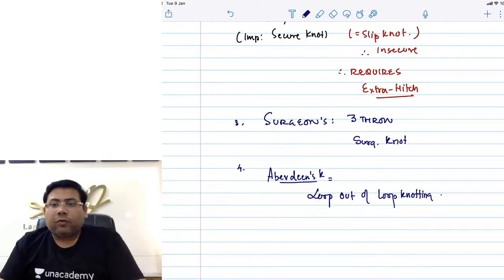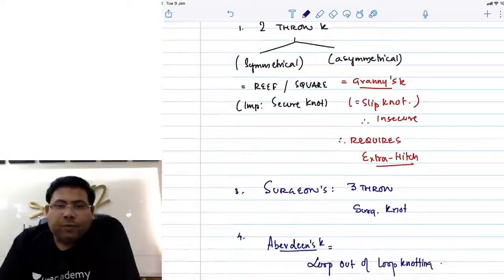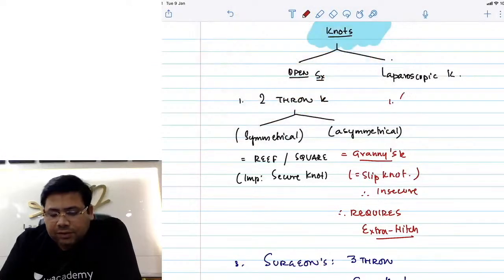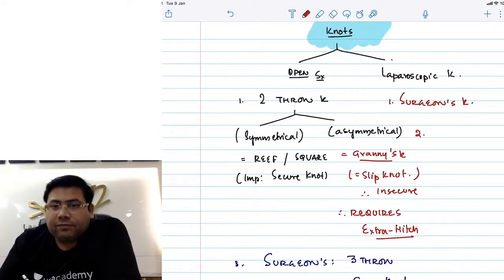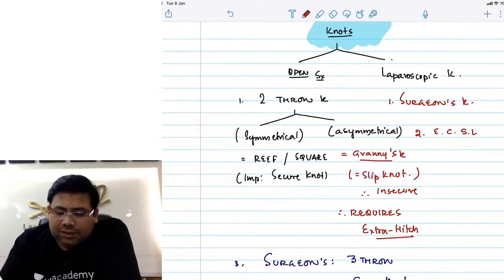Is that clear? Loop out of loop knotting. When we talk about laparoscopic knots, what are they? The first that we have is a surgeon's knot. The second that you have is extracorporeal slip knots.